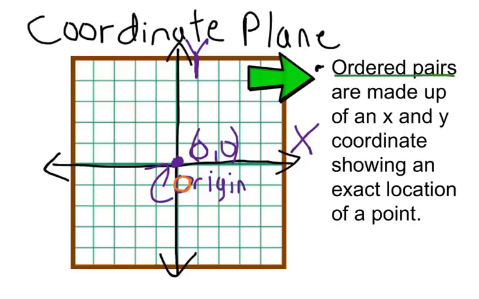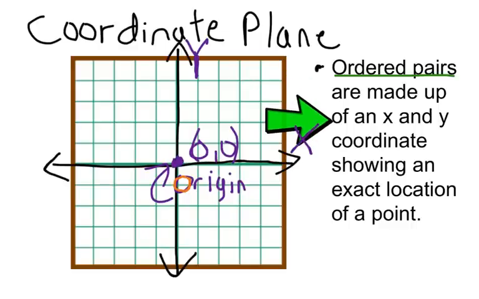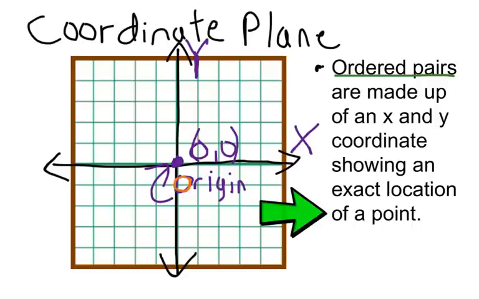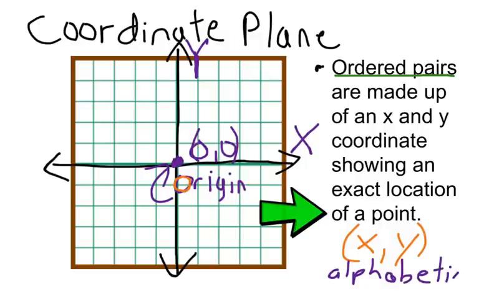All right, ordered pairs are made up of an X and a Y coordinate showing an exact location on where to put a point. And we show those like this. So X, comma, Y. So it is alphabetical. X comes before Y in the alphabet. That's easy to remember.